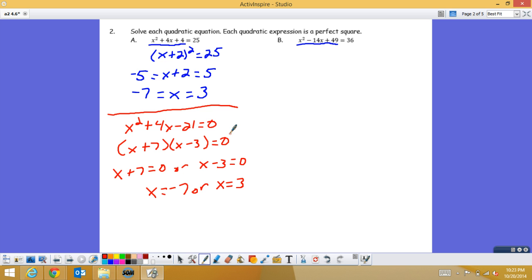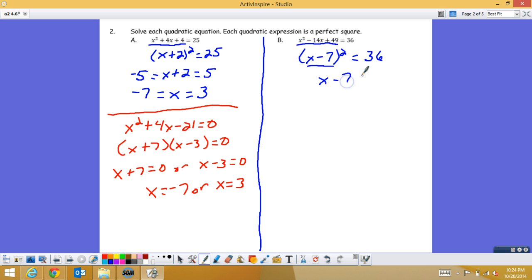B is also one kind of like that. We could use either method to solve this. Once again, factors of 49 add up to negative 14, well, x minus 7, x minus 7. So that's x minus 7 squared. That's what it means to be a perfect square trinomial, is that it can be factored to a binomial square, and that's equal to 36. So we are squaring a number to get 36. Well, then that number needs to be either 6 or negative 6. And getting the x by itself in the middle by adding 7 everywhere, we have 1 is equal to x, which is also equal to 13. So x is either 1 or 13.